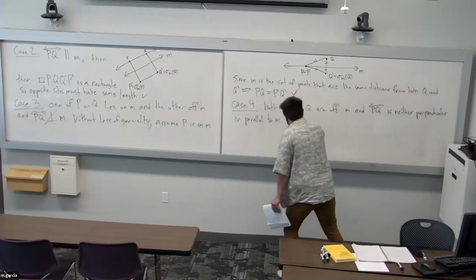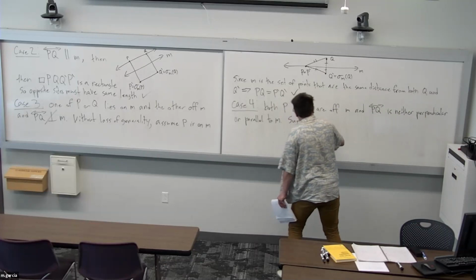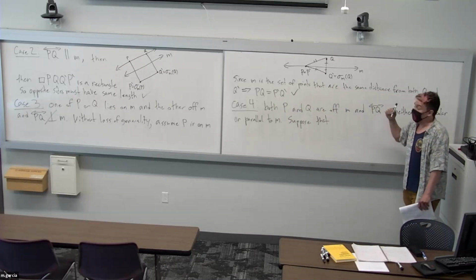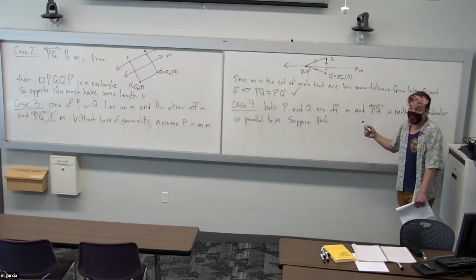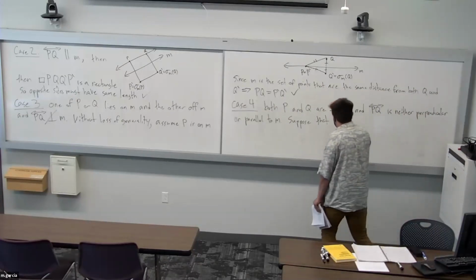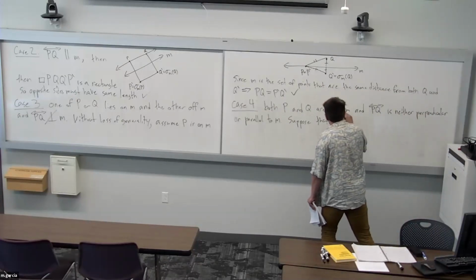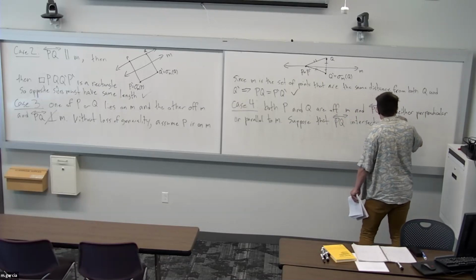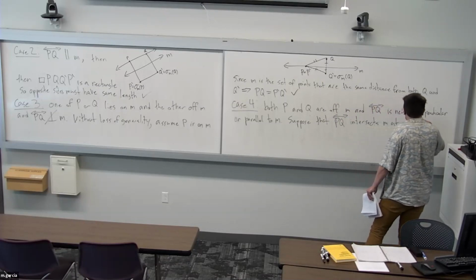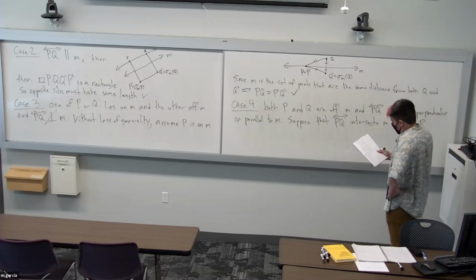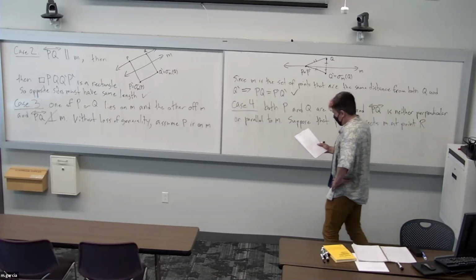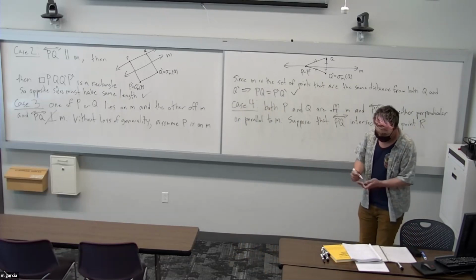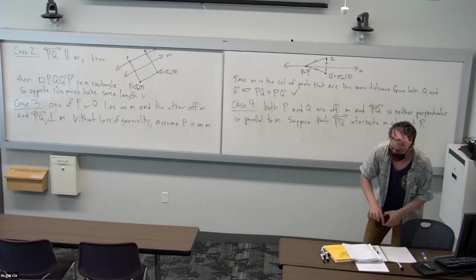Then we'll suppose, well, first of all, this means that the line PQ must intersect M at some point. We'll call that R. Okay, so suppose that the line PQ intersects M at point R. So, I want to draw a picture here, and there's not enough space left on this side of the board, so I'll erase the other side.